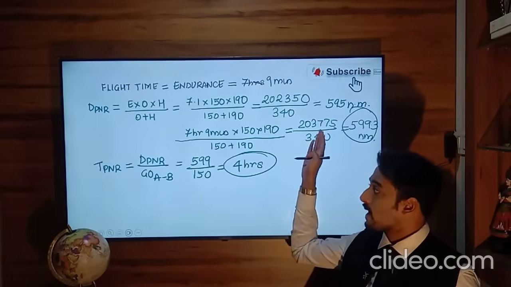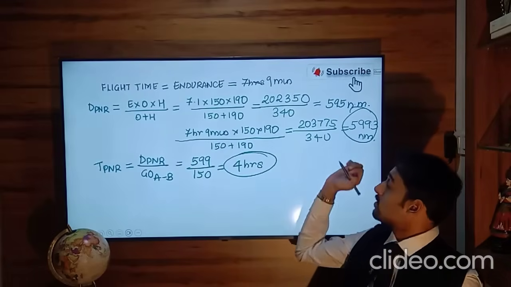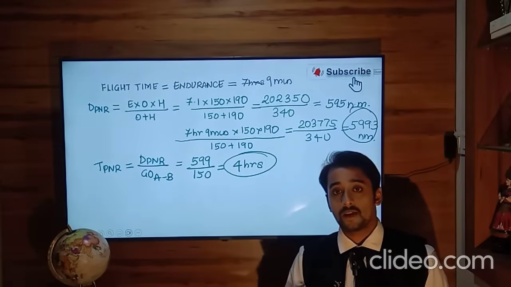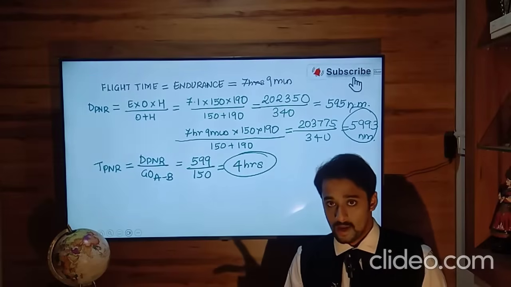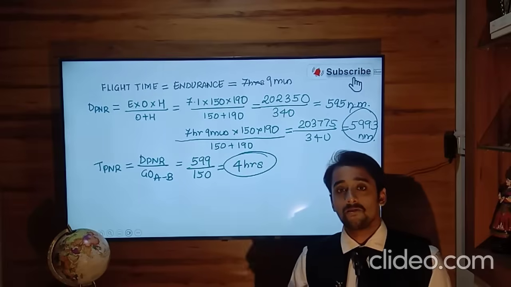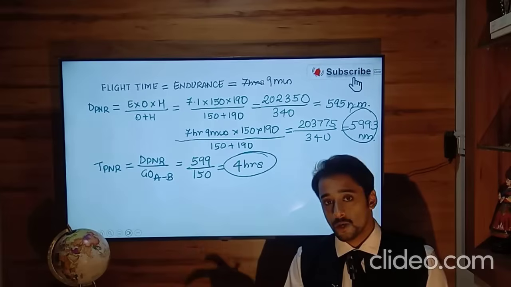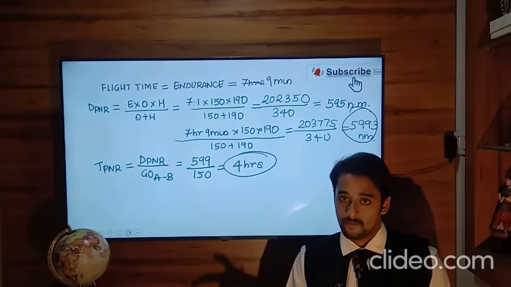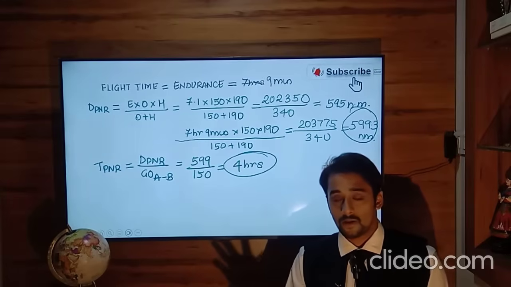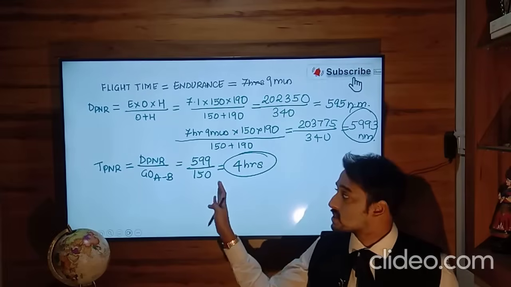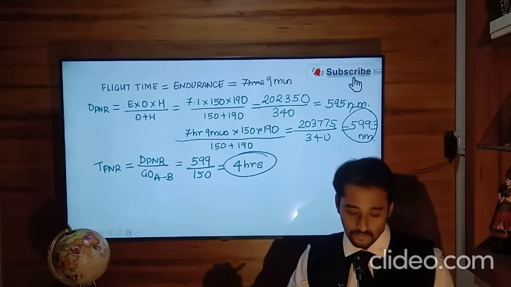Same values are for PNR, 4 hours and 599. So when such is the case, when fuel on board is equal to your flight time, your distance to critical point will be equal to distance to your PNR. Time to critical point will be equal to your time to PNR. All two of them will be equal. So remember this property, and this is the proof of that property.